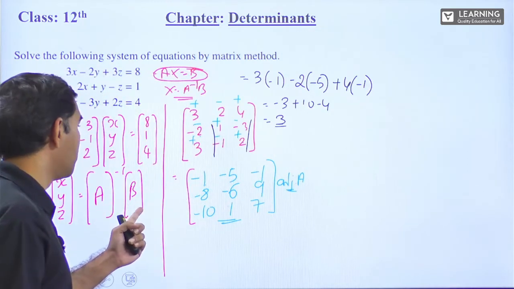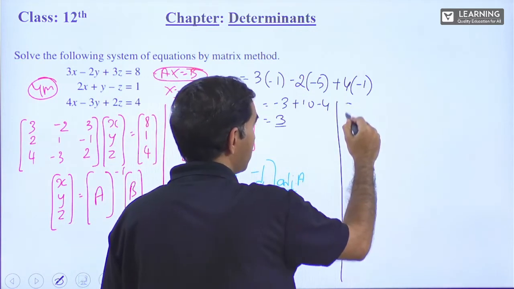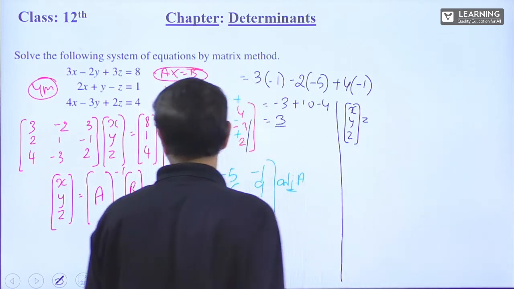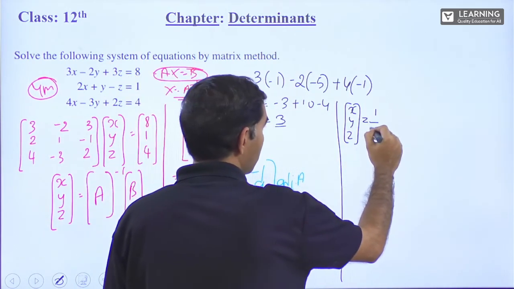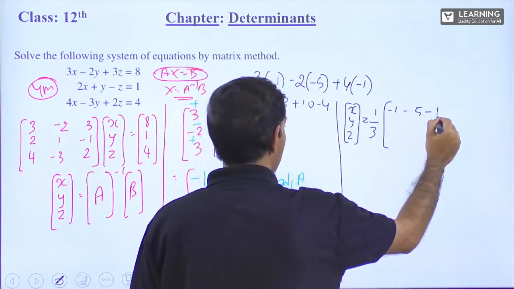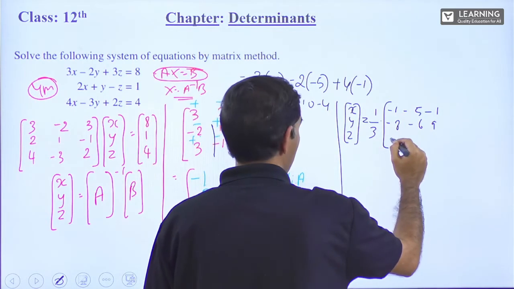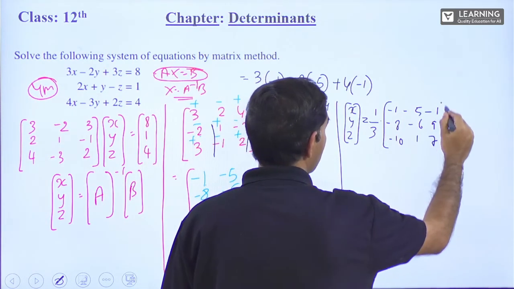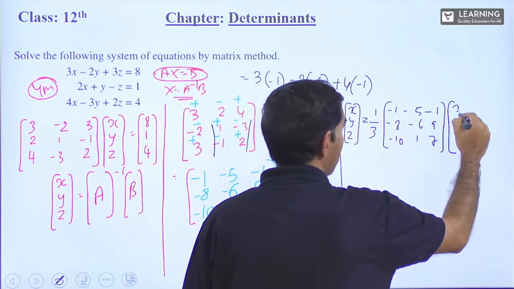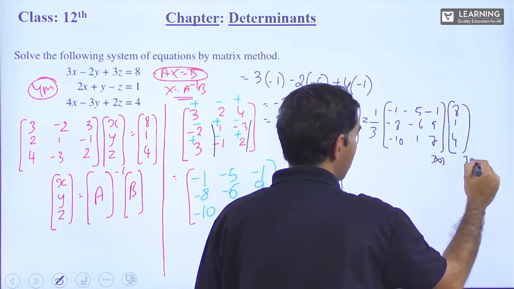A inverse of B. So here we'll start working out for x, y, z values. x, y, z equals 1 by 3 of minus 1, minus 5, minus 1, minus 8, minus 6, 9, and minus 10, 1, and 7. And what is B, students? B is nothing but 8, 1, and 4. So this is 3 cross 3. This is 3 cross 1.